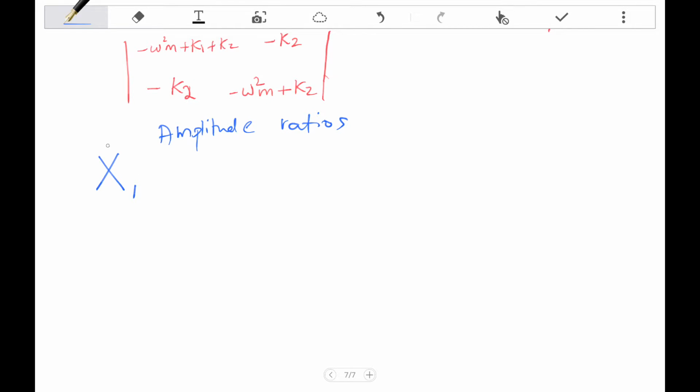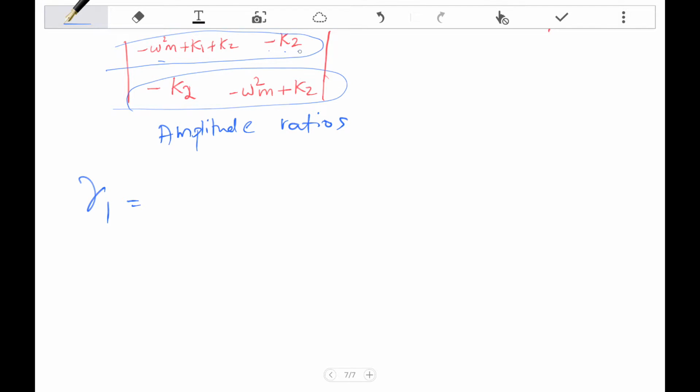So x1 here, that's your... So R1 is your amplitude ratio for system number 1. That's your system number 1. That's your system number 2. So remember we had this equation here. This was our x1 term. This was our x2 term.